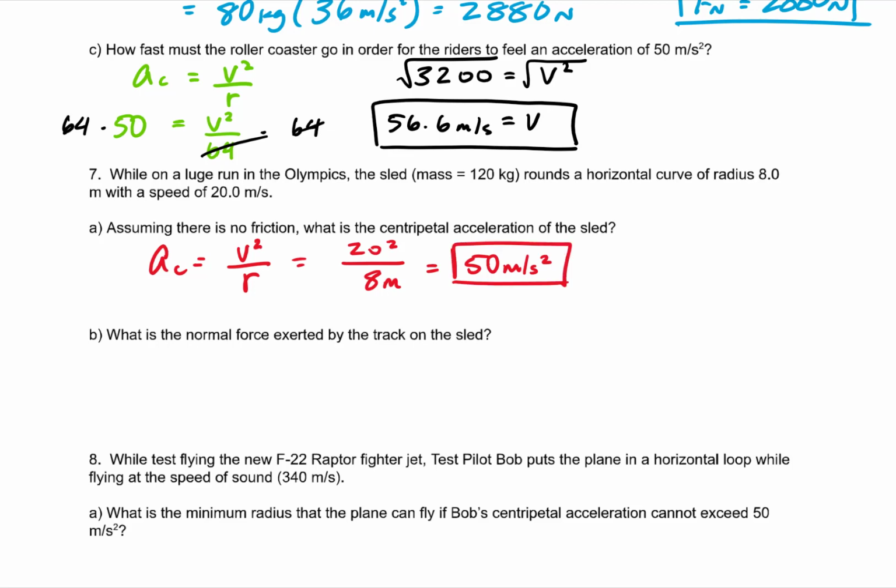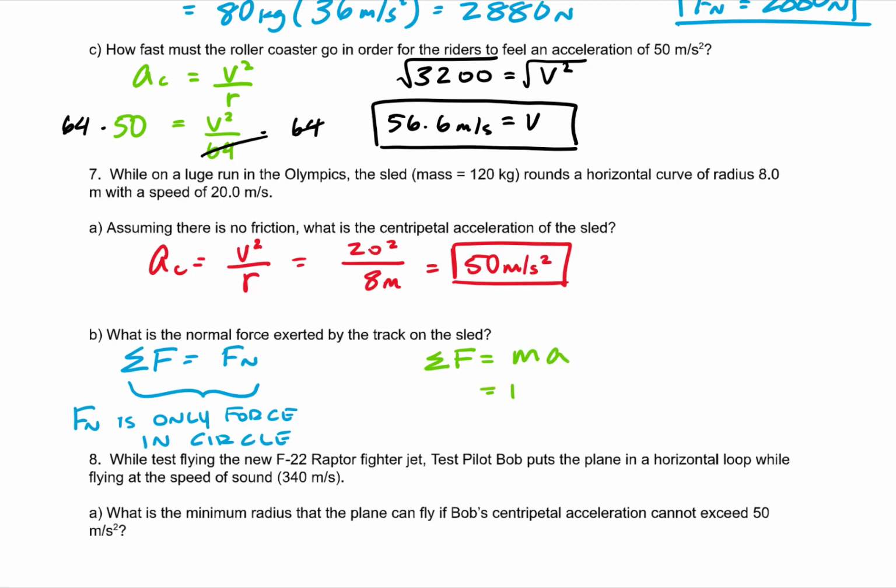What's the normal force exerted by the track on the sled? This is the force that's making us go around the circle. It's the only force acting. So we know that the net force is equal to the normal force. Again, normal force is the only force that is in the direction of the circle. We also know that net force is equal to mass times acceleration. So it's 120 kilograms times an acceleration of 50 meters per second squared. So what I see here is that the net force is 6,000 newtons. That's the same thing as the normal force. So my normal force is 6,000 newtons.